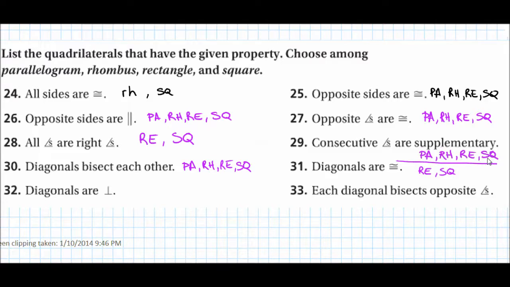Diagonals are right angles. That only happens when all four sides are congruent. So that's either a rhombus or a square. Each diagonal bisects opposite angles. Again, that only happens on a rhombus or a square.